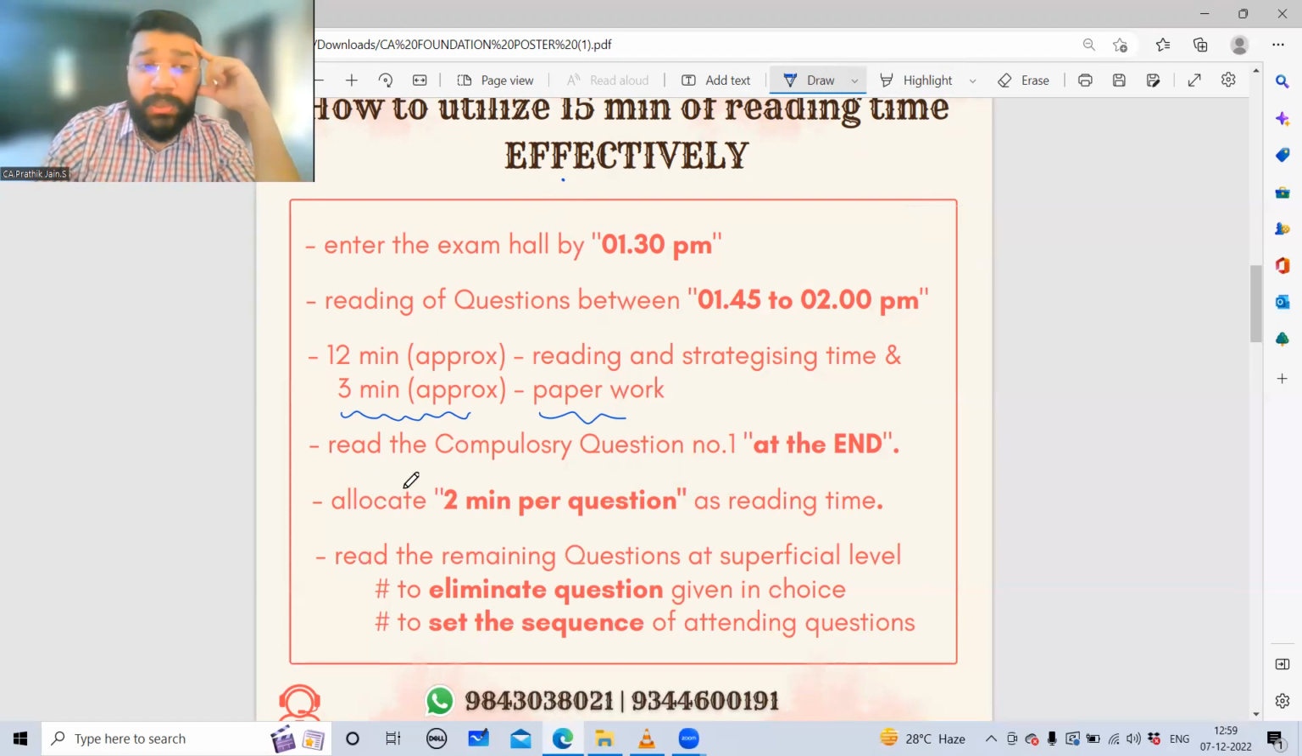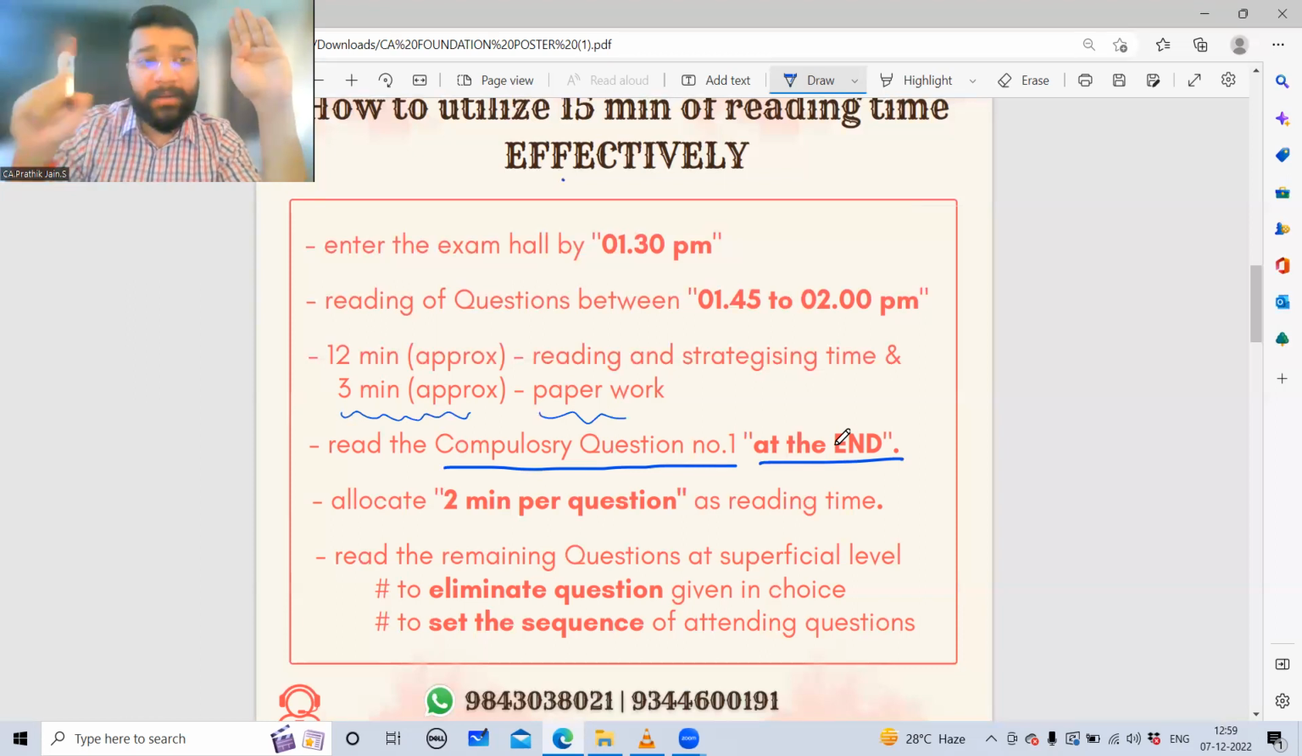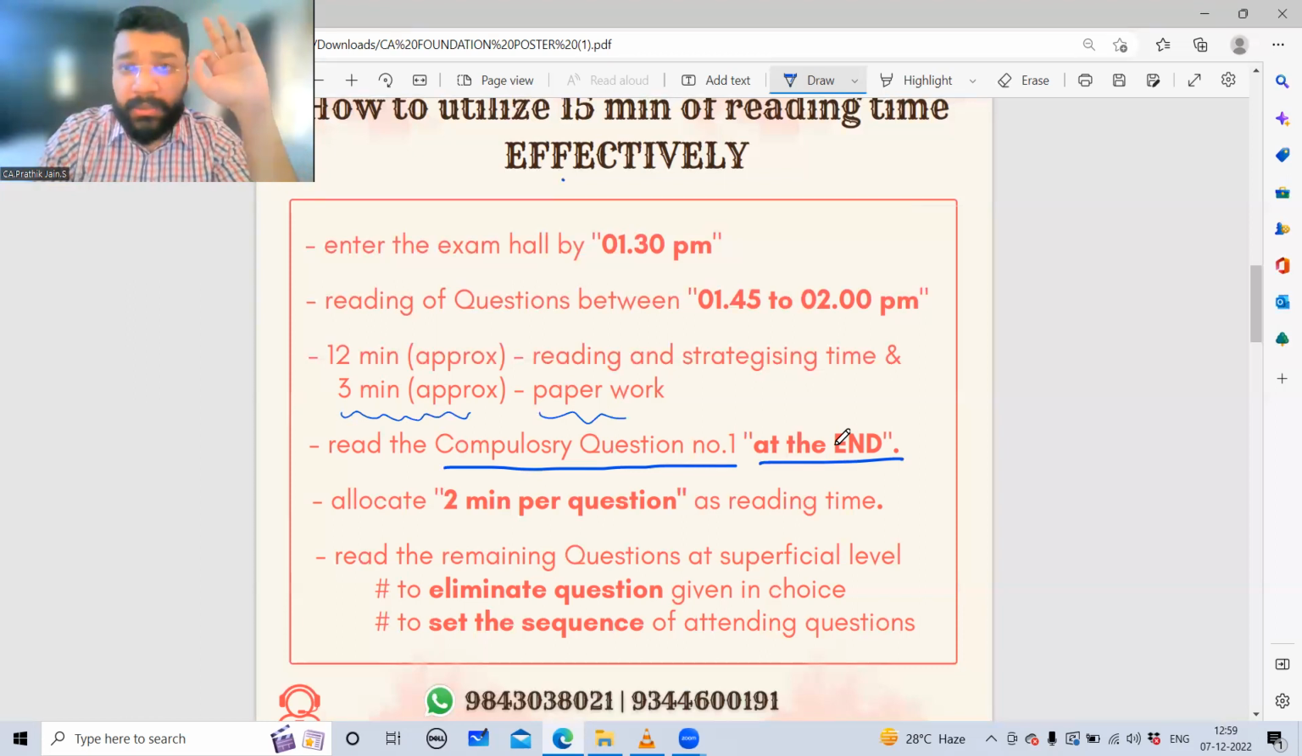So the first thing that you will do is that you will read the compulsory question number 1, not in the beginning, but at the end. Please listen to me very carefully. I'm not saying you not to read the compulsory question. You have to read it, but not in the beginning, but at the end. Why I'm saying so, you will understand in the next few minutes.